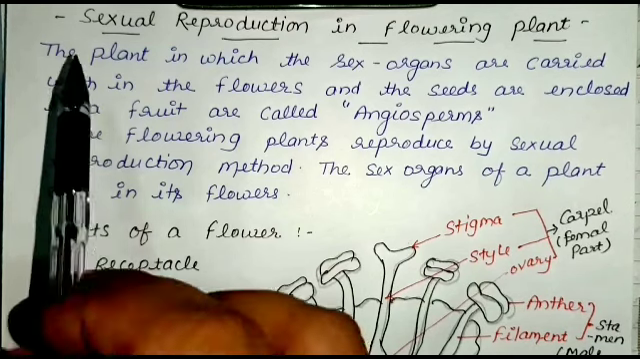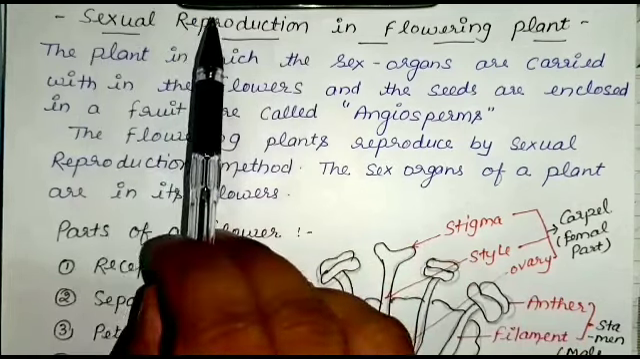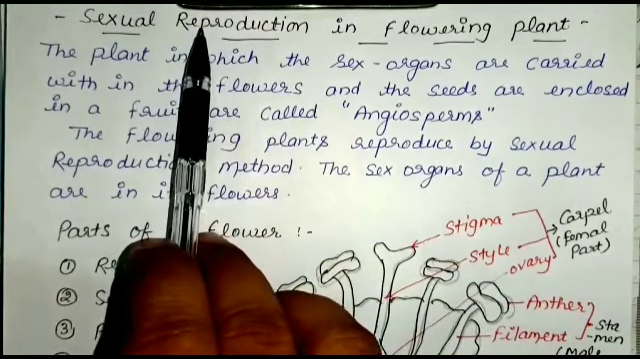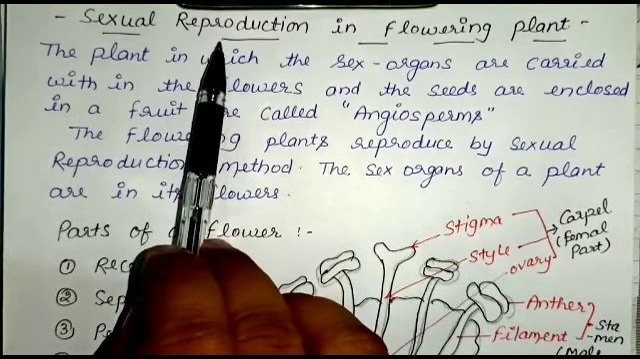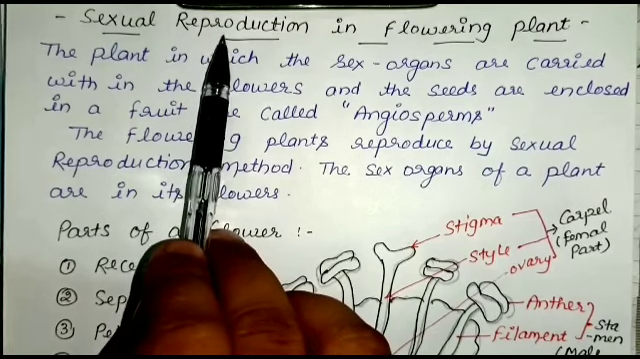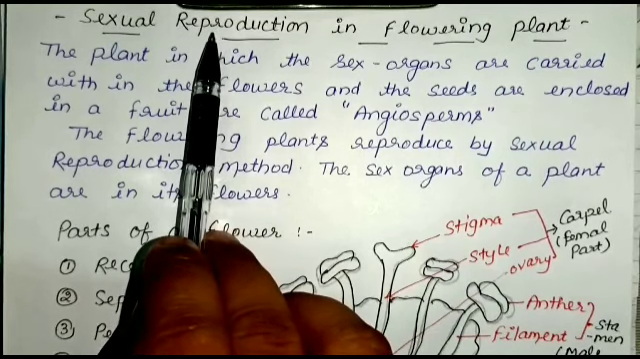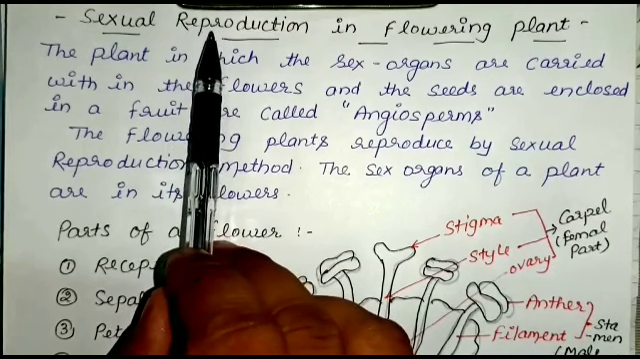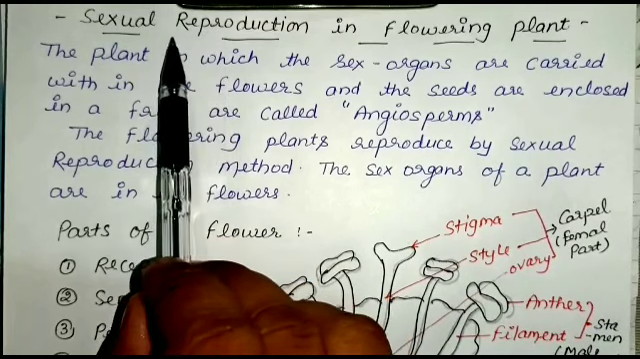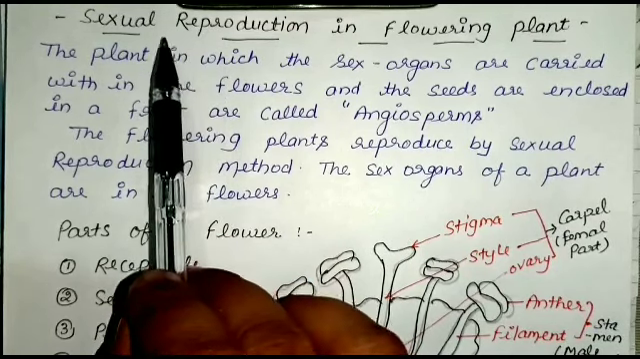Now we discuss sexual reproduction. Sexual reproduction takes place by the combination of special reproductive cells called sex cells. Sex cells are of two types, male sex cell and female sex cell. The sex cells are commonly known as gametes.